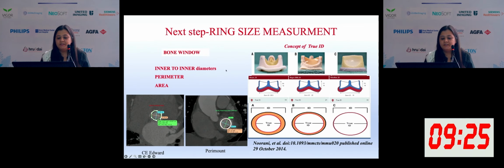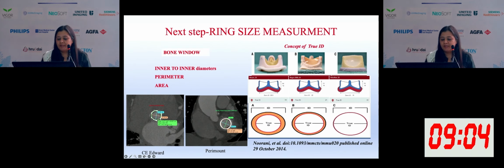So the importance here is you need to know that metal causes a lot of blooming, so you take your window to bone window. That will help you identify the ring better. You calculate the two inner diameters, perimeter and area. Now, coming to knowing what kind of valve you have put in, its importance is here, because the true diameter of your valve is not what you are calculating.